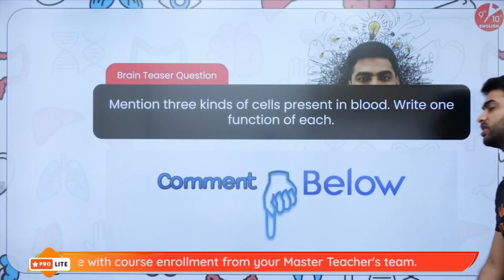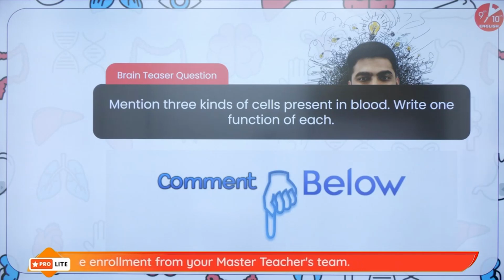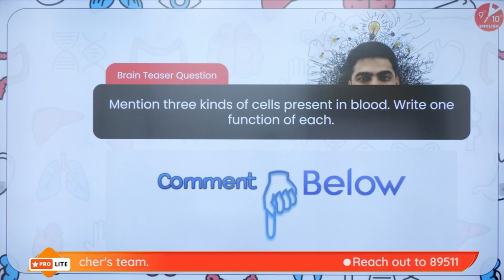Also, the question for you, the brain teaser question, is: mention 3 kinds of cell present in the blood and write 1 function of each. So in short, you can just mention the 3 cells and their functions.